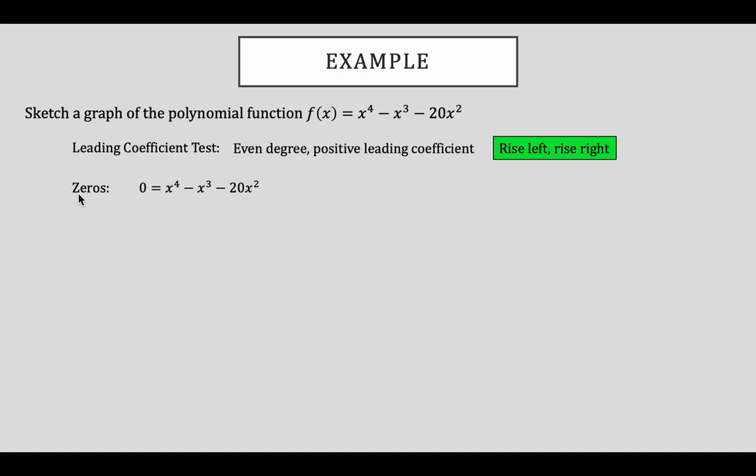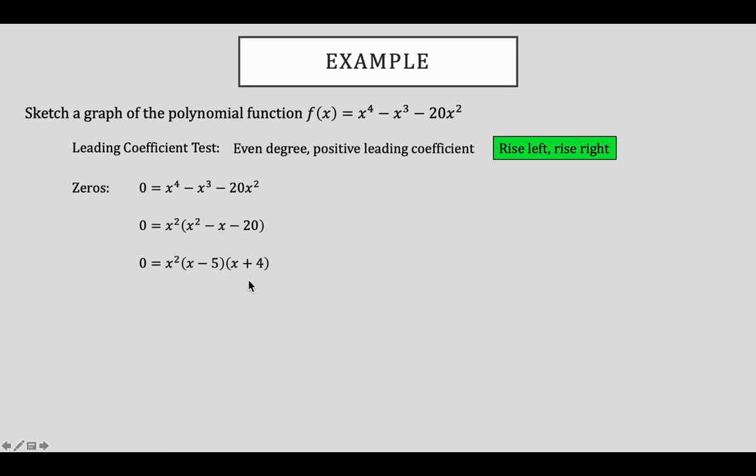When we go to factor, the first thing we want to look for is a greatest common factor. In this case, I can begin factoring the polynomial by factoring out a greatest common factor of x squared. Factoring out an x squared leaves me with 0 is equal to x squared times (x squared minus x minus 20). Now I can continue to factor this quadratic portion of the polynomial. x squared minus x minus 20 is going to factor into (x minus 5) times (x plus 4). This leaves me with x squared times (x minus 5) times (x plus 4).